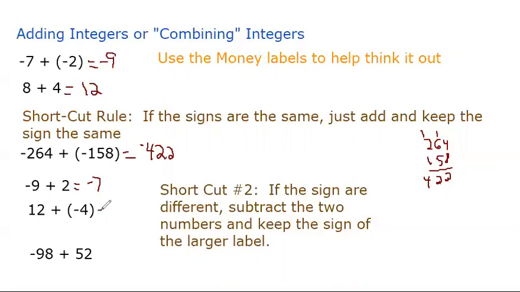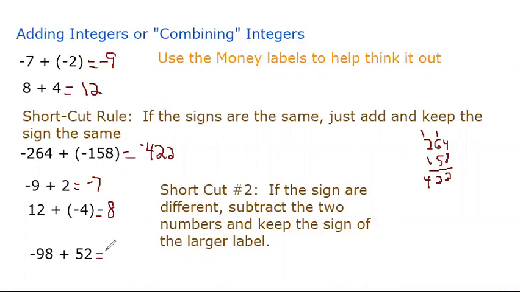12 plus -4, here I have $12 of income, and you're combining it with $4 of debt. Notice how, again, those are working against each other. So the $4 of debt is actually going to remove $4 of income, which is going to leave me with $8 of income if I'm using math reasoning behind it.